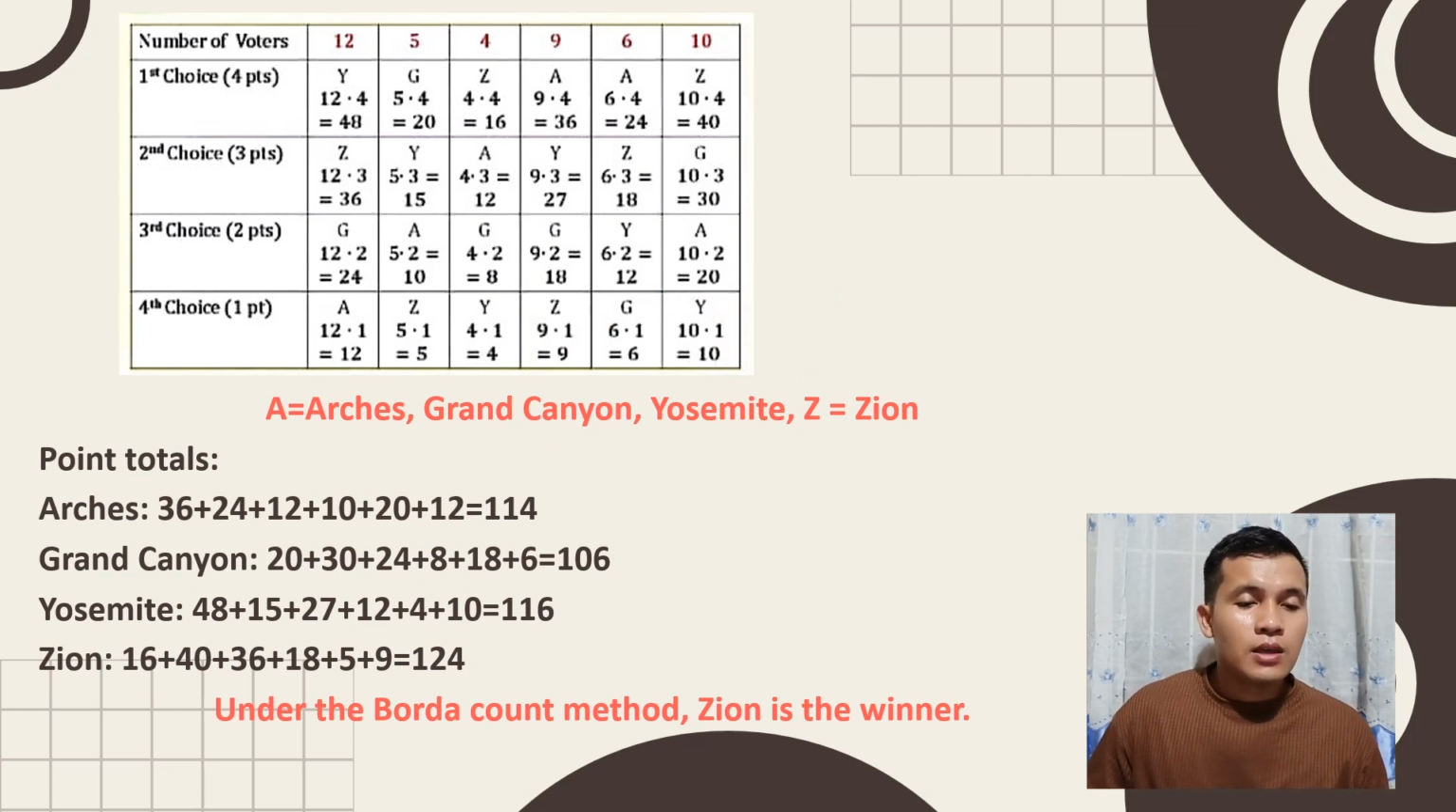So to get the total points garnered for each choice, we go first for the Arches. In the first row, we have 1, 2, and for the second row, we have 1, and for the third row, we have 2, and for the last row, we have 1. So in order to get the total points garnered by the Arches, we have 36 plus 24 plus 12 plus 10 plus 20 plus 12 equals 114. So Arches garnered 114 points in total.